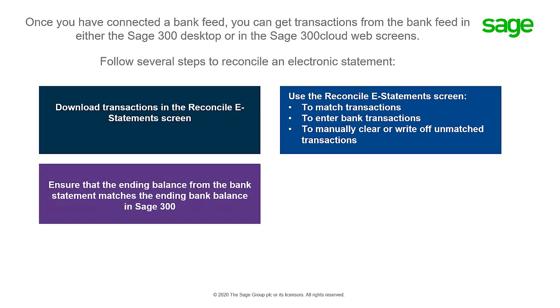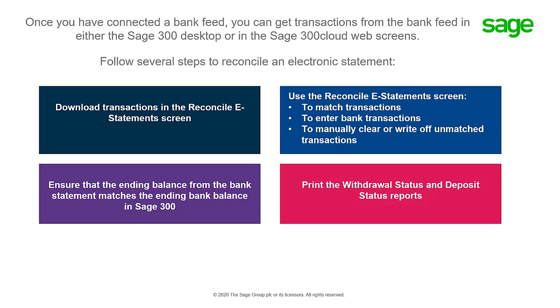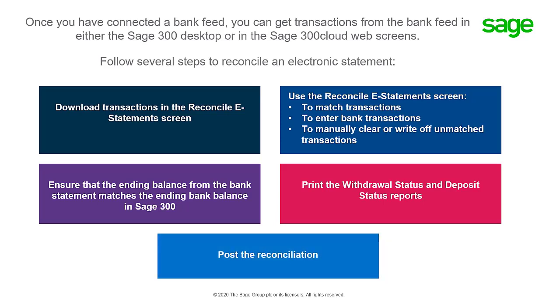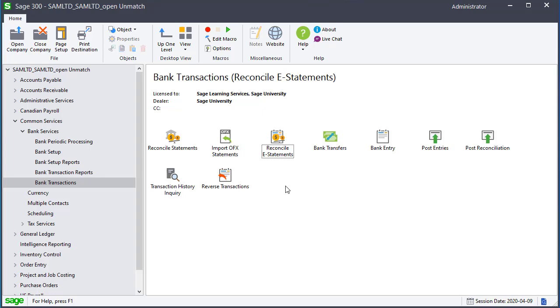After, you check the Summary tab to ensure that the ending balance from the bank statement matches the ending balance in your Sage 300 system. Then, print the withdrawal status and deposit status reports, which are not available after you post the bank reconciliation. Finally, post the reconciliation using the post-reconciliation screen. Let's see how to complete some of these steps.